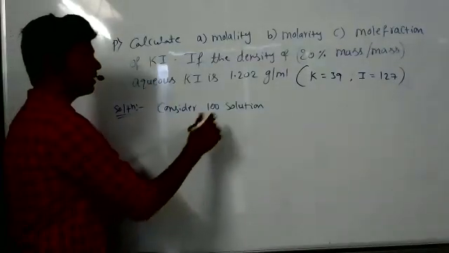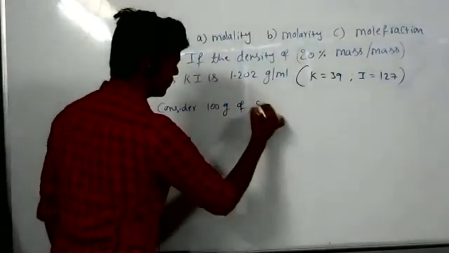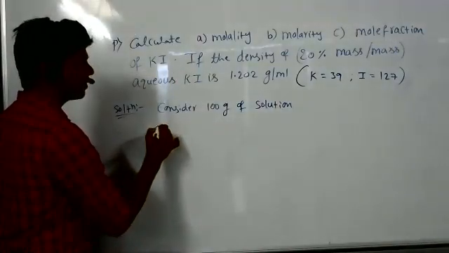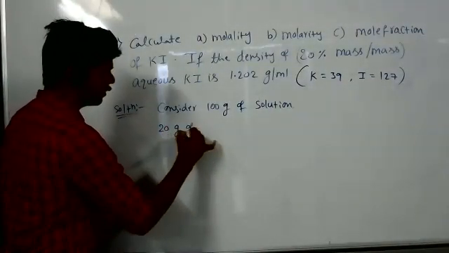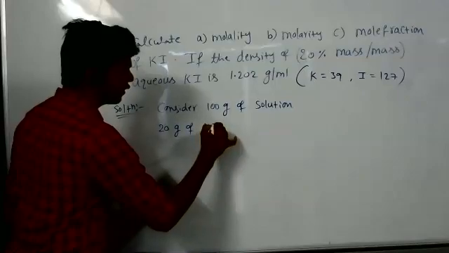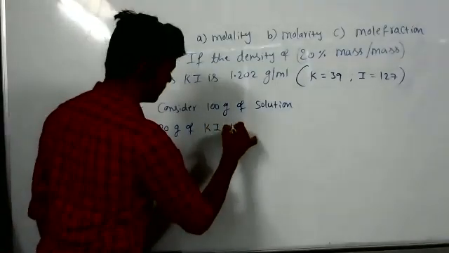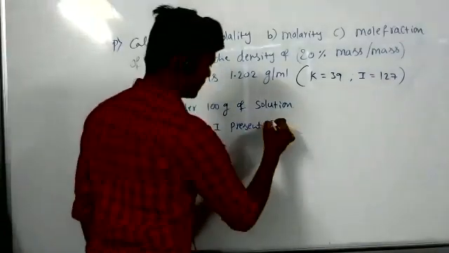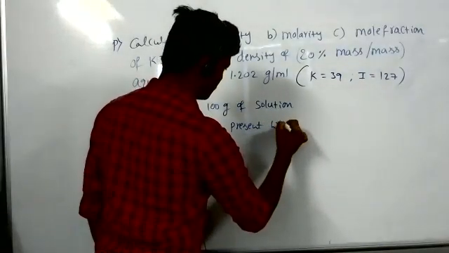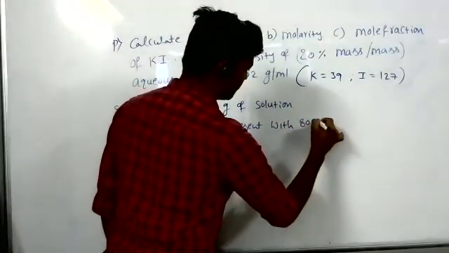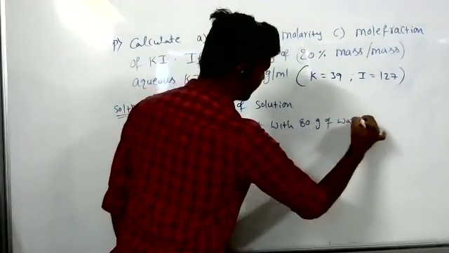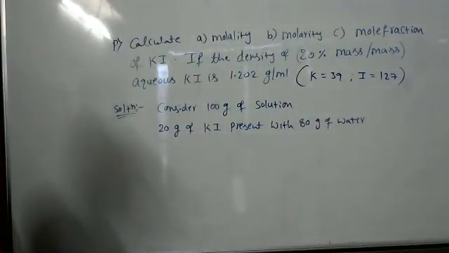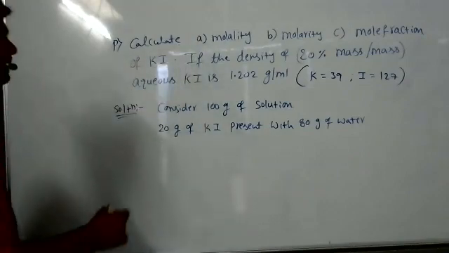So consider 100 grams of solution. 20 grams of KI is present with 80 grams of water. So now we have the mass of potassium iodide and the mass of water. Next, first one, let's see molality.